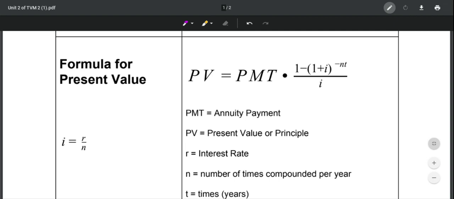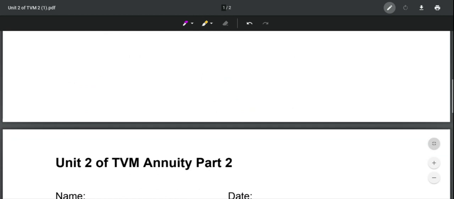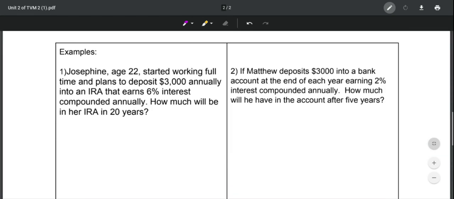Now we're going to look at the formula for present value. If it's giving you the present value, this is what it will look like. It's going to give you the annuity, the interest rate, the number of times compounded per year, and the time. And we're also going to keep using I equals R over N just to simplify things. So let's look at some problems.